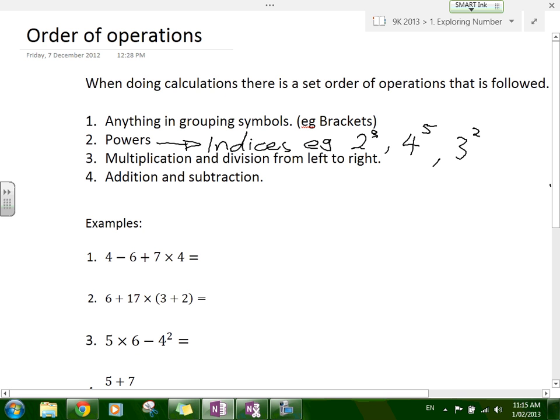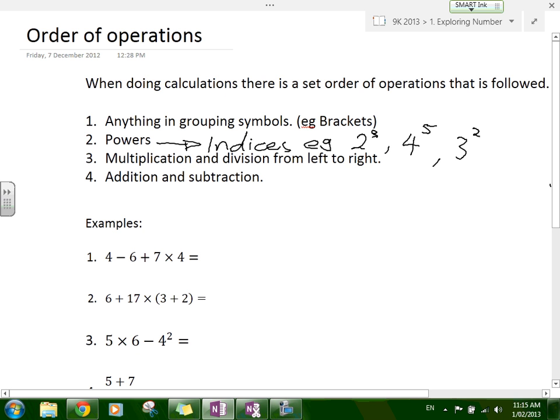Now when you have different multiplication and division, it doesn't really matter what order you do it. But generally we follow it from left to right. But if you go from right to left, as long as you do it consistently, you'll get the same results. So that's okay. So multiplication and division is next, and then addition and subtraction. It's the final thing. So once you've multiplied and divided everything, and before that you've done any powers, and before that any brackets, the final thing is you add all the final things.